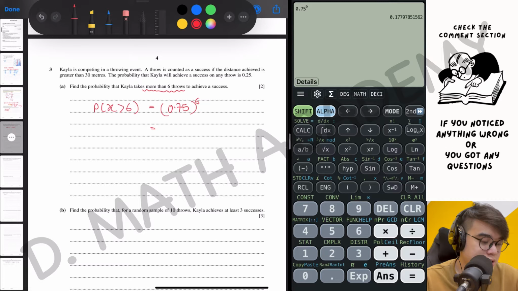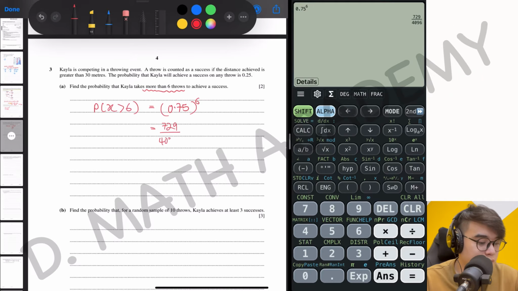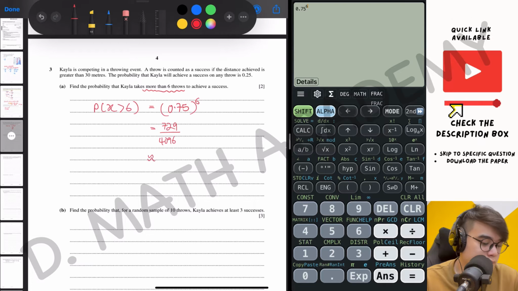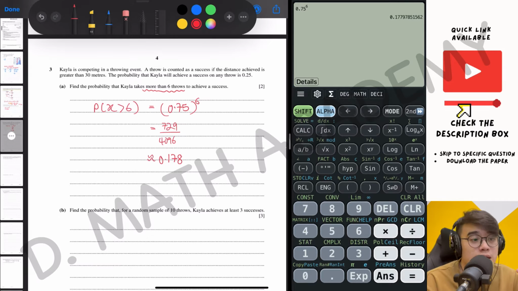So the final answer should be 7294096, or approximately 0.178 if you were to write it in 3 significant figures. But personally, I will prefer to leave it as a fraction because the data is more accurate basically.